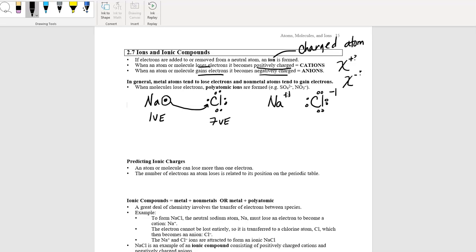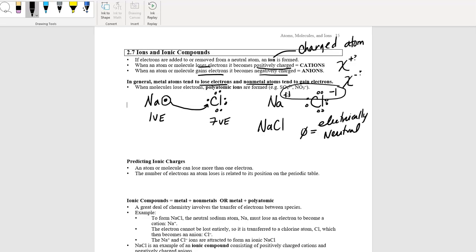So the name of the game for ionic compounds is you're trying to become what's called electrically neutral. And when you're electrically neutral, it means your charges are canceled. They've canceled out, positive equals the negative, and it's 0. Then they come together. So that's why we have our famous ionic compound, sodium chloride. So in general, metals like to lose, and nonmetals like to gain.